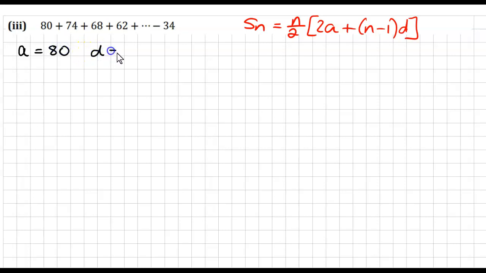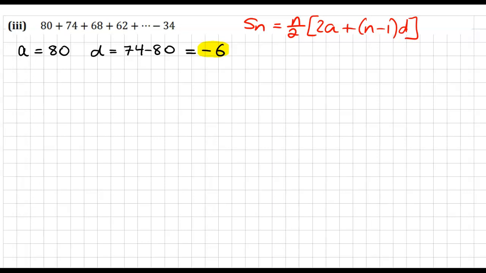Now d, just be very careful. It's 74 minus 80, a higher one minus a lower one. So take any one higher up, and we'll clearly see then that we have d to be minus 6. So just be very careful of that. We have a negative difference, and you can clearly see that it's a decreasing series, even going down into the negative numbers. So that's our a and d.